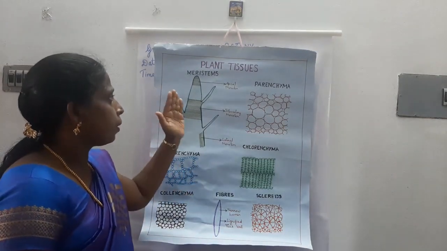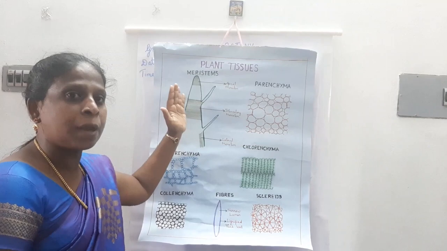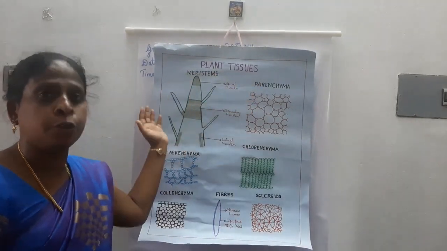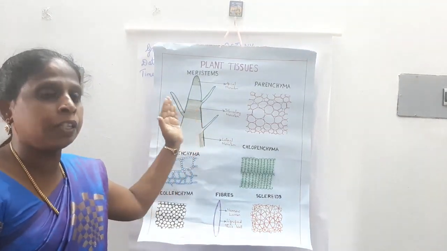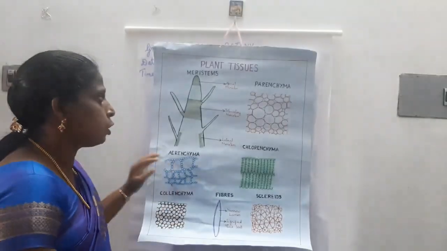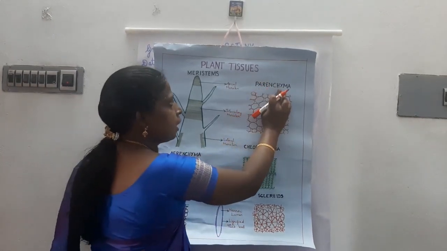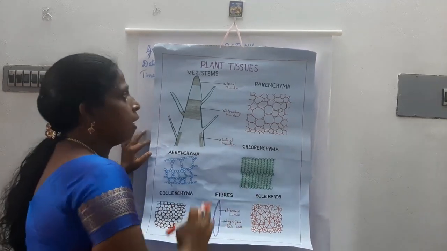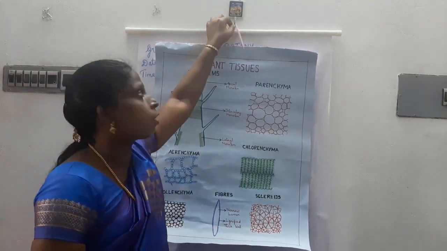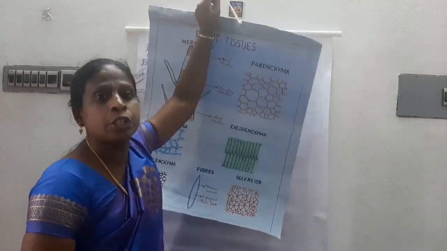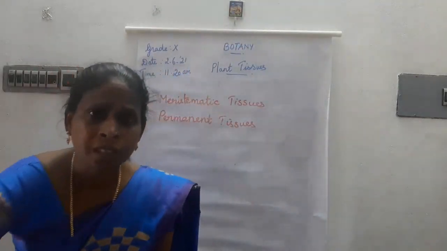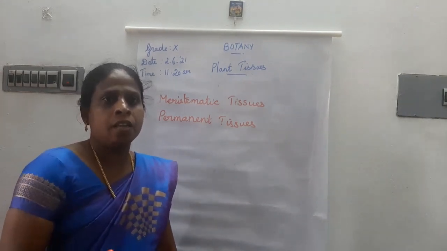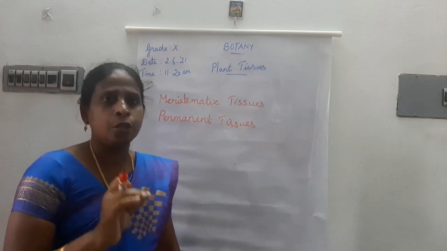So the plant tissue can be classified into two types: meristematic tissues and permanent tissue. Permanent tissues are classified into two types. They are simple permanent tissues and complex tissue. The simple permanent tissue has three types. They are parenchyma, collenchyma and sclerenchyma. Next one is complex tissue. What are complex tissues? The complex tissue consists of more than one type of cell, and it can work as a single unit.